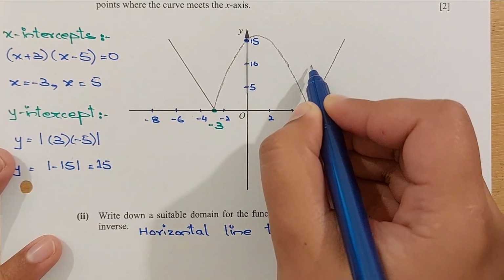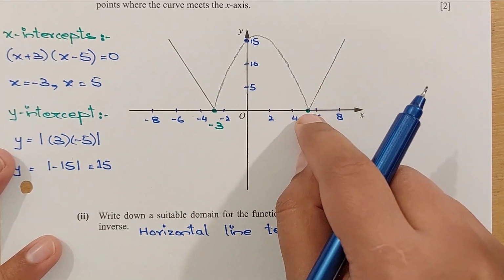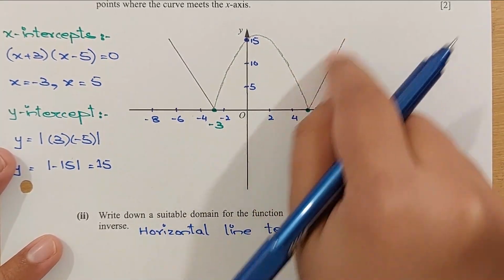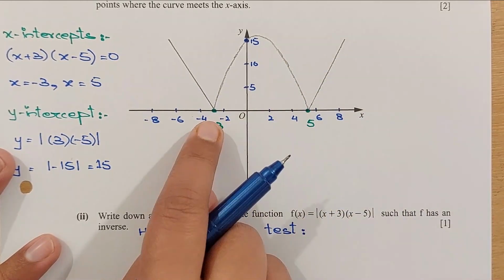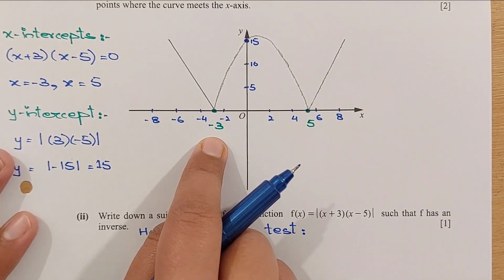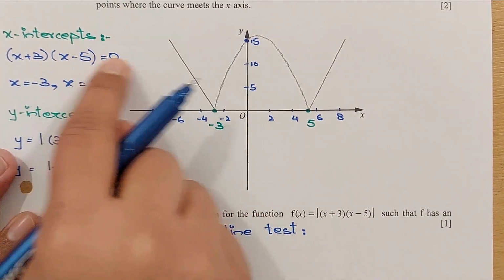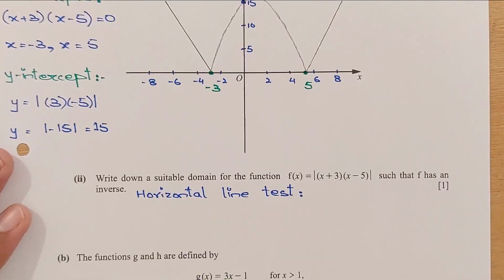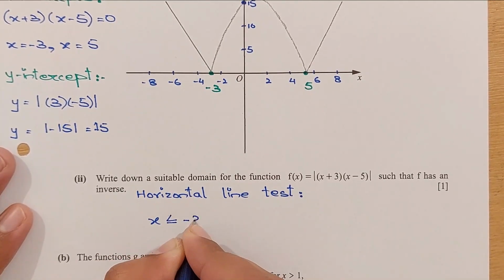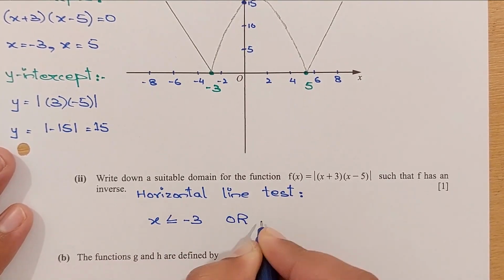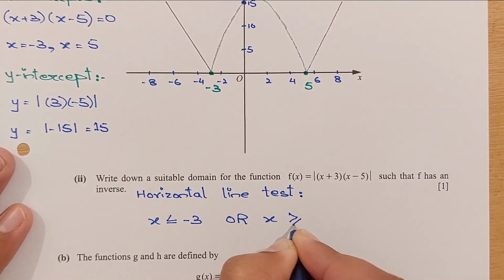So on what domain does its inverse exist? If I consider this part of the function, when x values are more than 5, just this straight line, it has an inverse. Horizontal line test is satisfied. Or when x values are less than -3, it again satisfies the horizontal line test, right? So these are the two intervals. X is less than or equal to -3, or x is greater than or equal to 5.